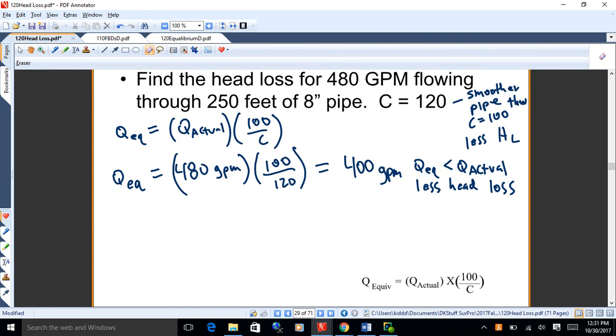If you want to find the velocity, use Q actual, because you're putting a certain amount of flow through a certain size hole, you get a certain velocity out of that, but this will get you the head loss. So you use a lower flow.